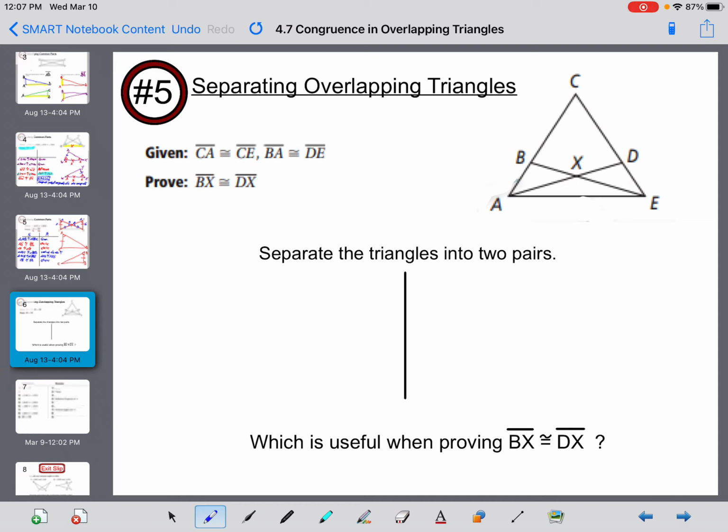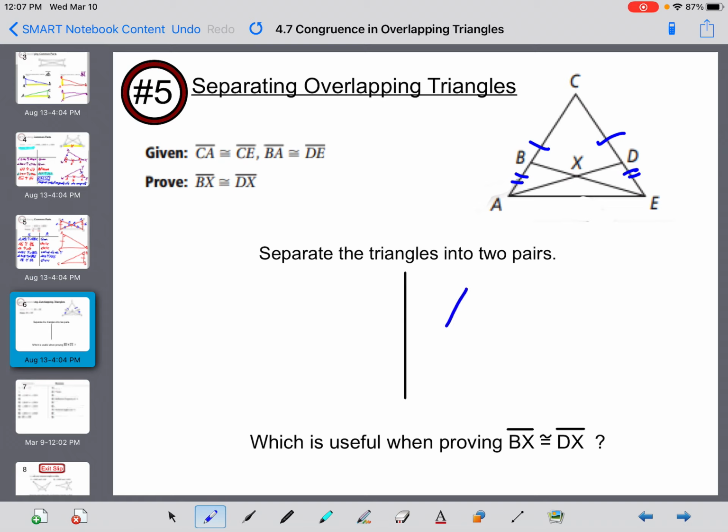So here we go. Here we have given that CA is congruent to CE, big sides. We have BA congruent to DE. And we're trying to prove that BX is congruent to DX. So what they're asking is for us to separate the triangles into two pairs.